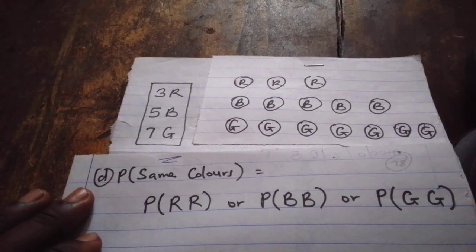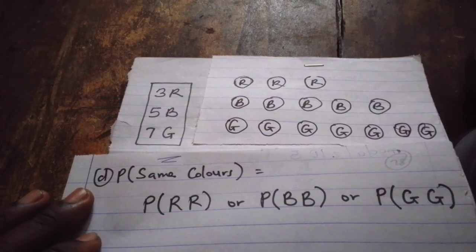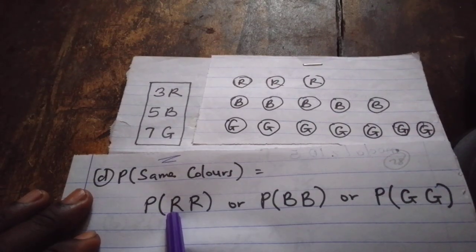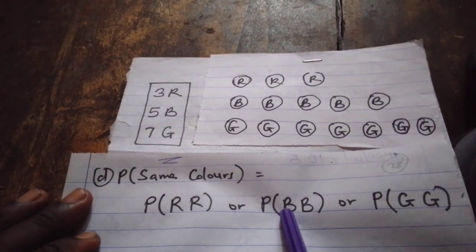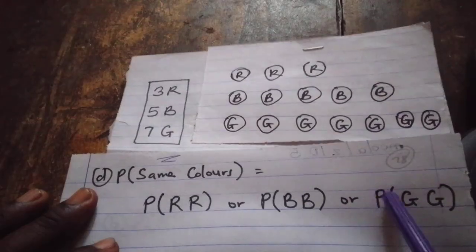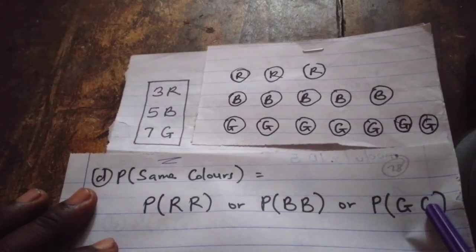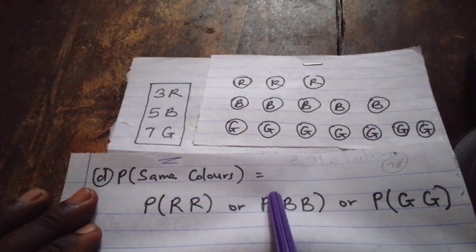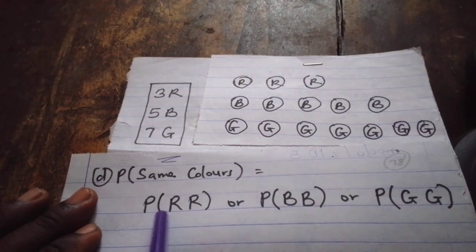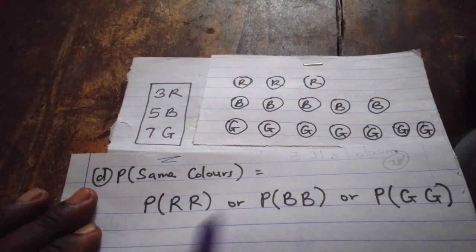The D part of the question says that we should find the probability that they are of the same color. We realize that in this question we are having different colors. So it's either we have it that the two balls are red, we pick red first, red second, or we pick the first one to be blue and the second one to be blue, or we pick the first one to be green and second one to be green. So this is it. So that means it's either we have red or blue or green. So we look for their individual probabilities and add them together.